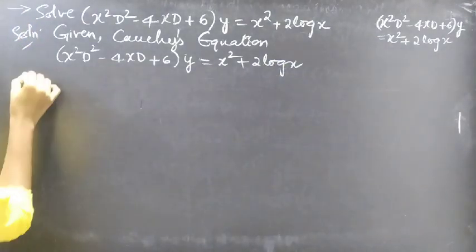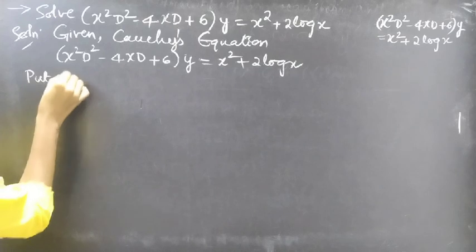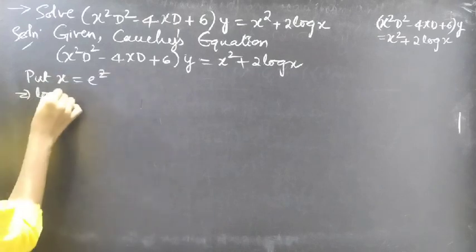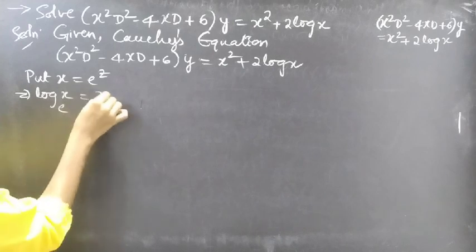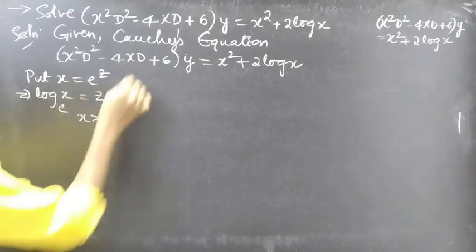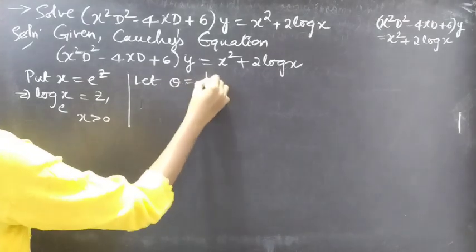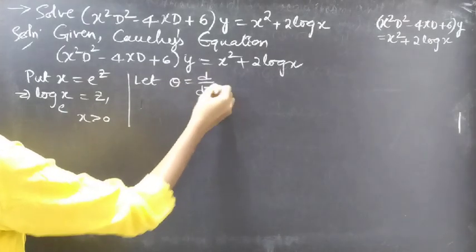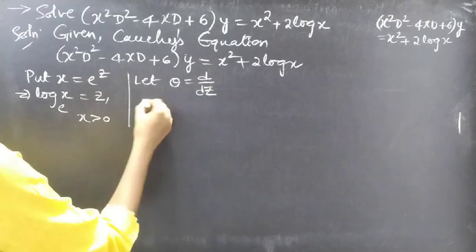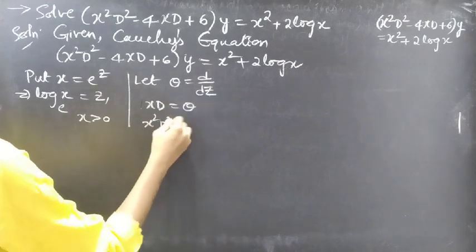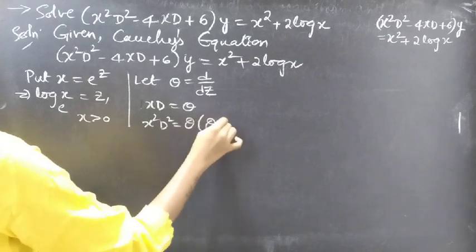Now let's make the substitution. Put x = e^z, then log x = z for x greater than 0. Let θ = d/dz. Here θ is a differential operator with independent variable z. Then xD will be θ, and x²D² will be θ(θ − 1).